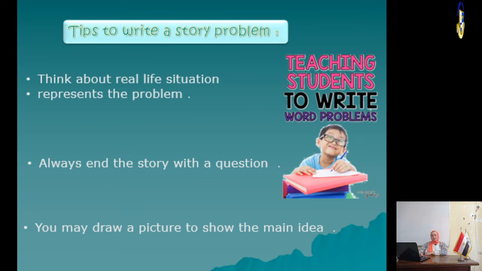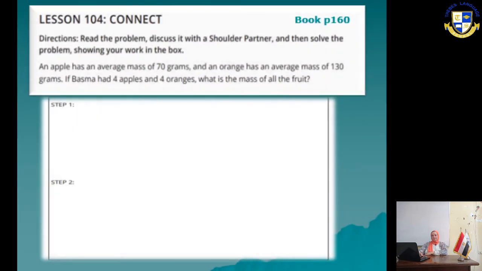In our next page, book page 160, read the problem, discuss it with your shoulder partner, and then solve the problem. Here we have: an apple has an average mass of 70 grams and an orange has an average mass of 130 grams. If Basma had 4 apples and 4 oranges, what is the mass of all the fruits?